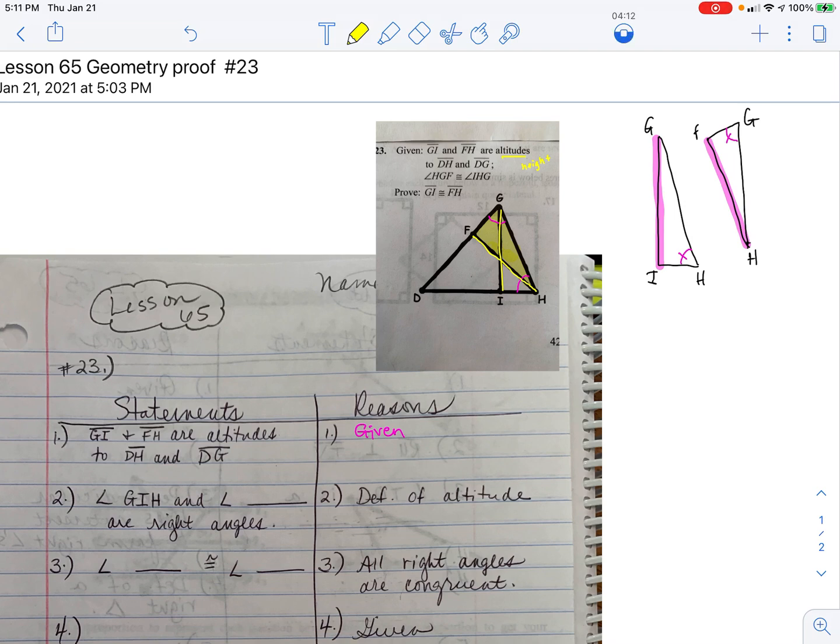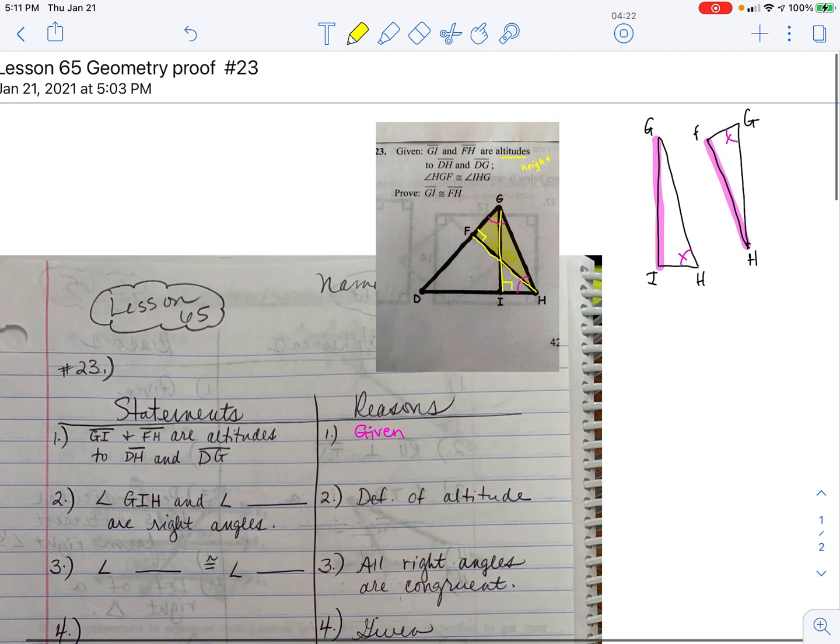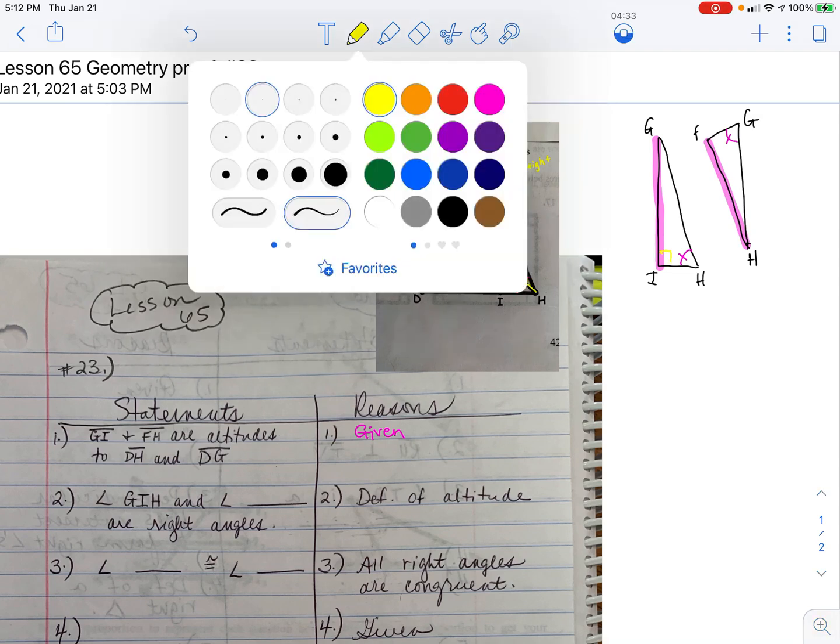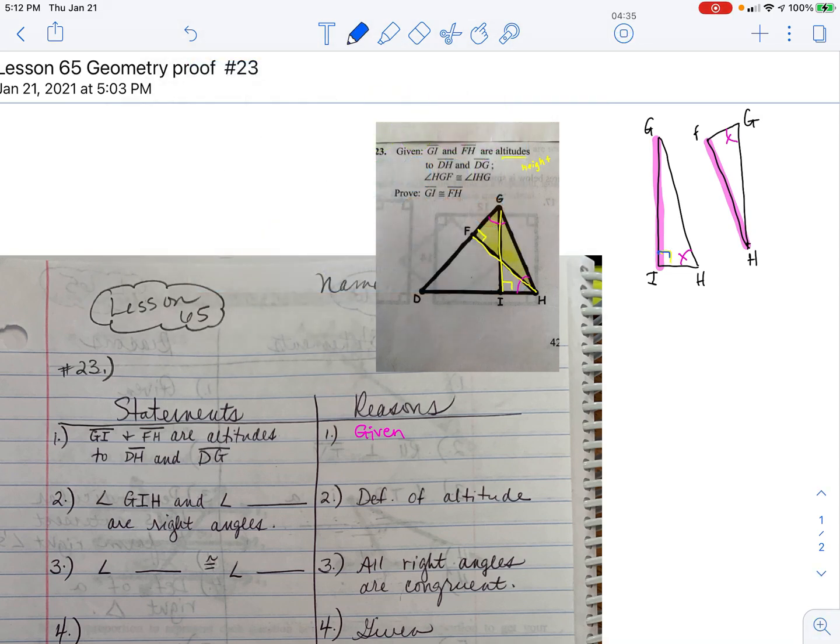Okay, so look at step number two. Because of the altitudes, and remember, if an altitude comes straight down from a vertex to its opposite side, it's creating right angles. And I'm going to draw those in here. And then I'm going to go over and draw those in to the ones that I pulled out to the side over there. So GIH right here is a right angle. Let me use my blue here.